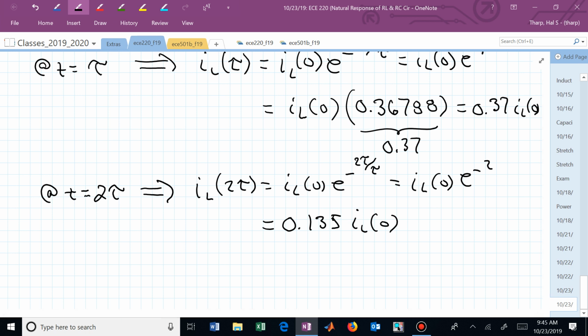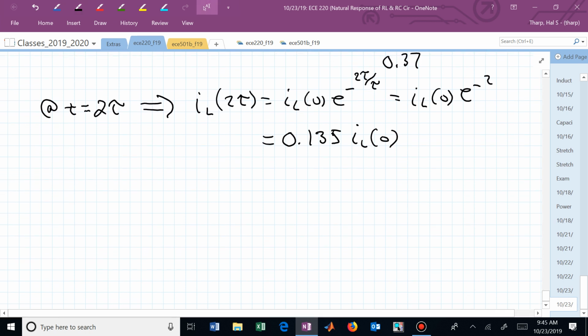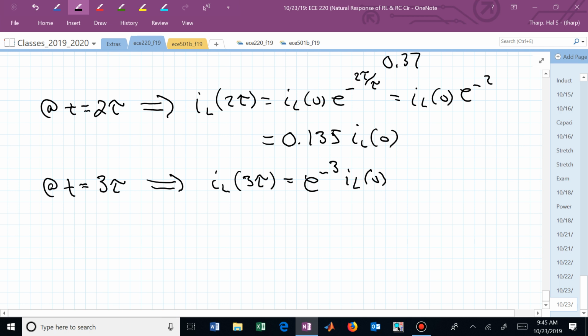I sub L of 0.2, if our time constant was 0.1, we're almost at the end. We're at 14% of where we started. What about at three time constants? This is now e to the minus 3 I sub L of 0. And did I compute that? This is now 0.0498. So we're at 5% of where we started after three time constants.